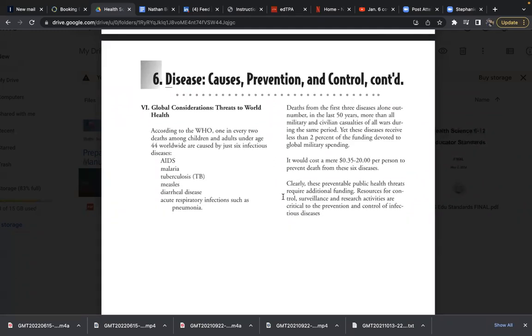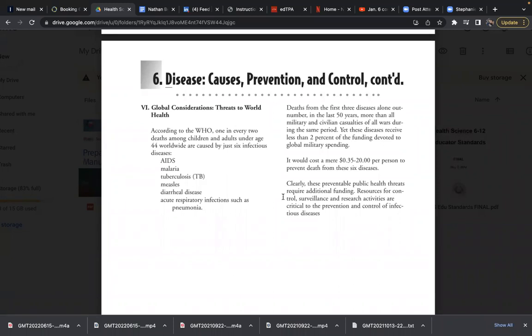Like, where are we at as far as doing more for people with AIDS or tuberculosis and whatnot. And this is important: according to the WHO, 1 in every 2 deaths among children and adults under the age of 44 are caused by only 6 infectious diseases. And so what does that mean? What are the implications for where we should be spending our money? Those 6 are AIDS, malaria, tuberculosis, measles, diarrheal disease, and acute respiratory infections like pneumonia.